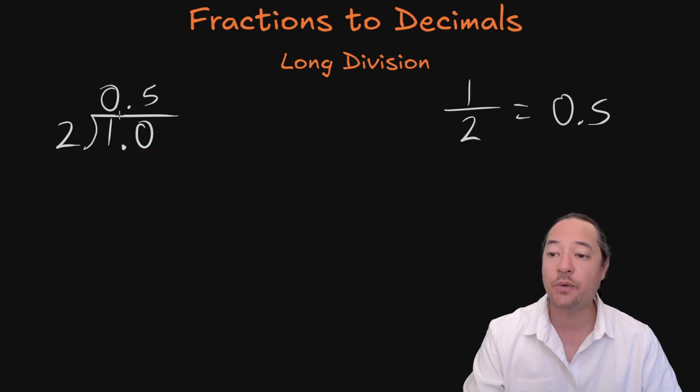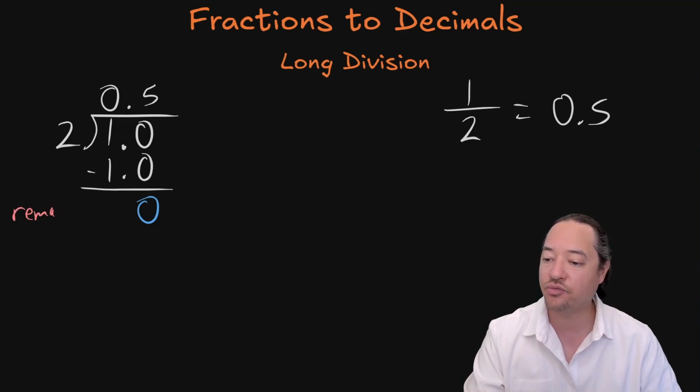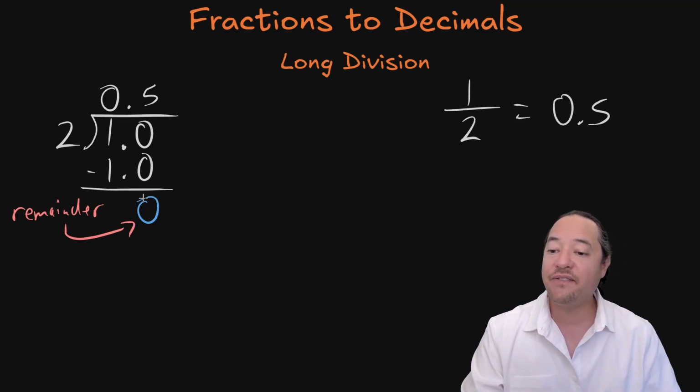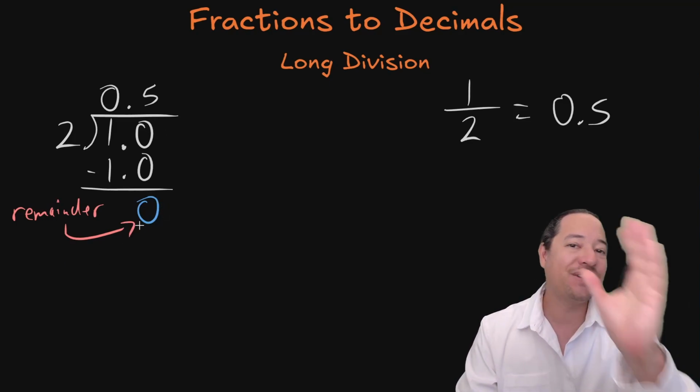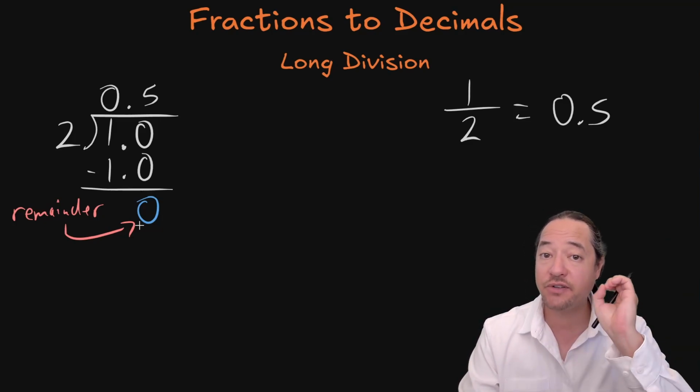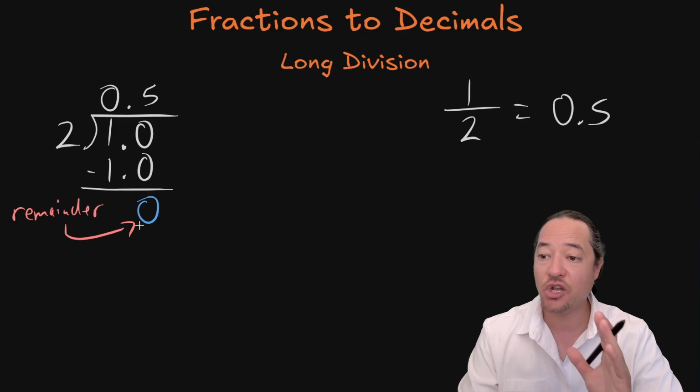Why? Because 2 times 5 is 10. And then you're going to subtract this away, and what we're going to get is 0, right? 10 minus 10 is 0. This 0 is also known as a remainder. So the answer here is going to be 0.5, and then after you have that, there's nothing left over. There's no remainder. And it turns out that when you get a remainder of 0, that means you're done.